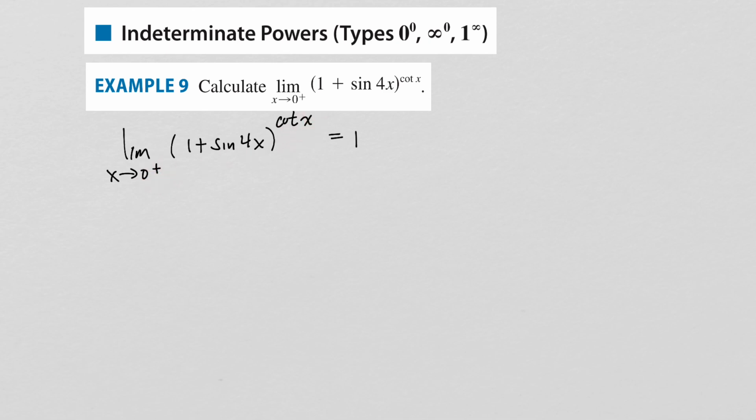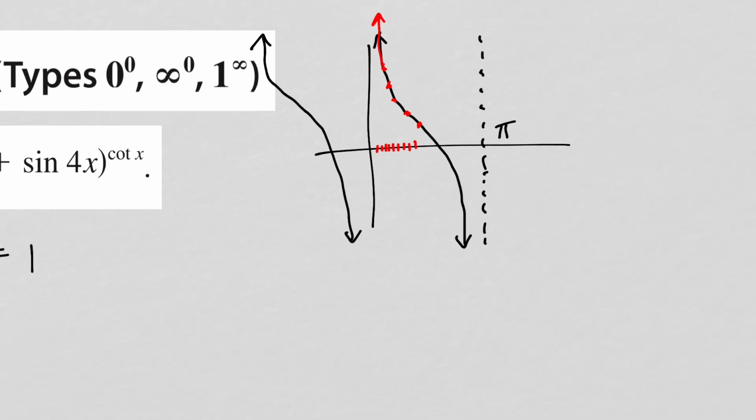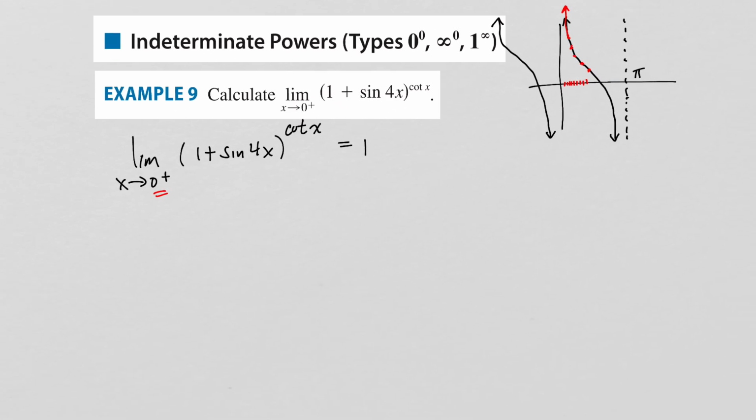Well, for this, you really need to know the graph of cotangent. And it's okay if you don't, because a lot of times we forget graphs of functions that we don't use regularly. But this is what the graph of cotangent looks like, okay? So if we are approaching 0 from the right, it means that we are moving close to 0 in this manner. And you can see the values of the function are clearly going to infinity.